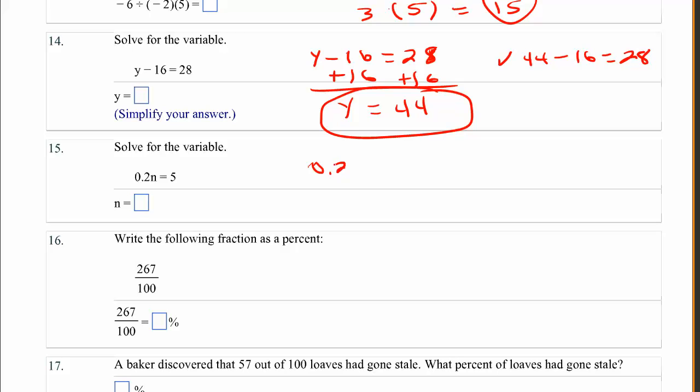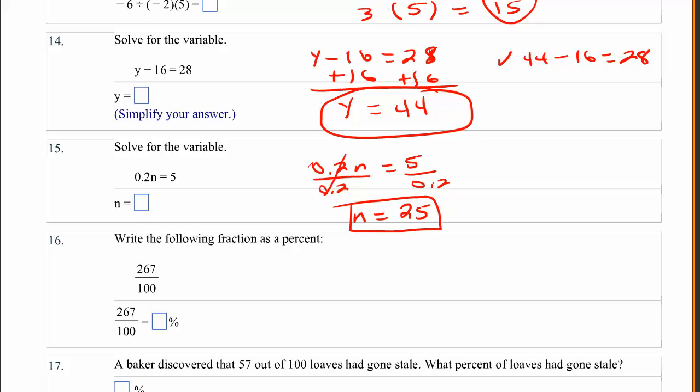Okay, and number 15, I'm trying to solve for n. I have 0.2 times some number equals 5. Well, if I want to know what that number is, then I can divide by 0.2, because that's the opposite of multiplication. 0.2 times some number equals 5. Well, I can divide both sides by 0.2, and that will give me the value of n. So 5 divided by 0.2 is 25.